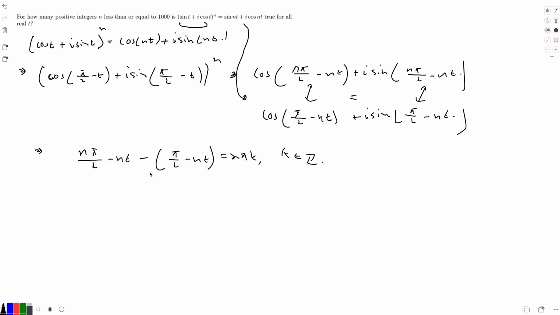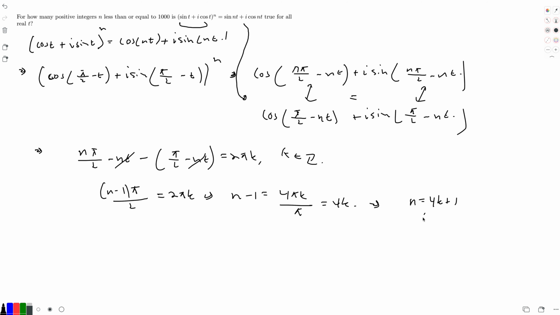Okay, great. Now we see the nt's cancel out. This becomes (n - 1)π/2, and this is equal to 2πk. Let's just do some algebra. n - 1 is equal to 4πk over π, which is equal to 4k, from which n is equal to 4k + 1. So in other words, n is congruent to 1 modulo 4.